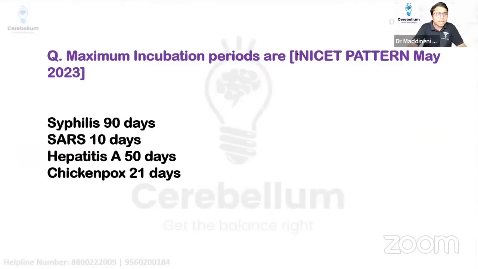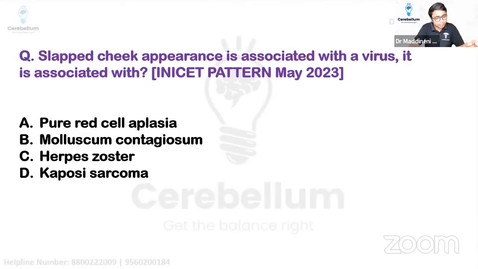Okay, so next in the viral infection, these were the options which many students have recalled. Maximum incubation periods were asked, and it was a match the following type of question. So I have kept the answers for all of you. Syphilis, it is 90 days. SARS, it is 10 days. Hepatitis A, it is 50 days. And chickenpox, that is varicella, 21 days or 3 weeks.